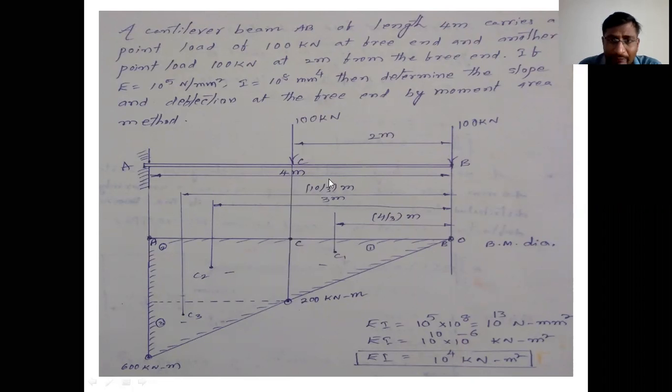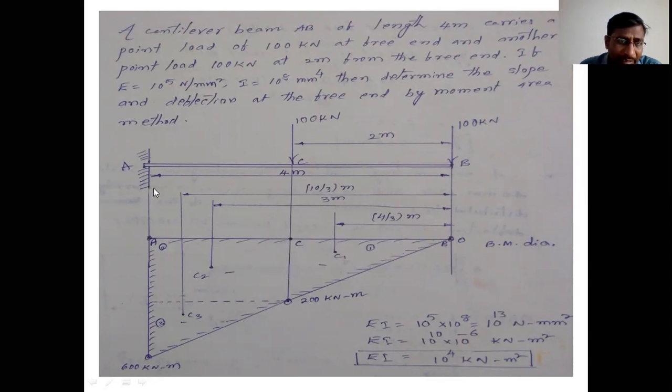So what is the bending moment at point C? Only one load is acting on the right side. It is 100 kilonewtons, which develops a clockwise moment about point C. So 100 into 2 is the moment about point C, clockwise, negative. So 100 into 2 is 200. 200 kilonewton meter negative, so it is below the baseline. Note this. This is the baseline of the bending moment diagram, and locate the 200 kilonewton meter below the baseline.